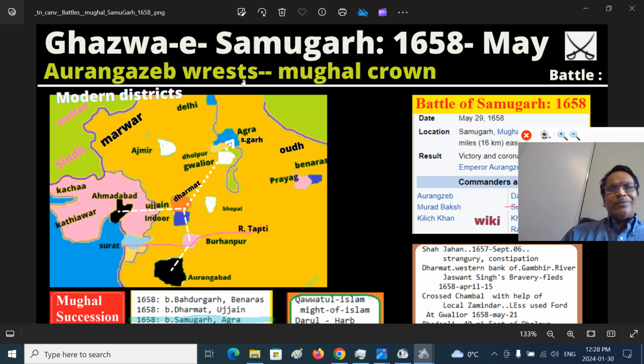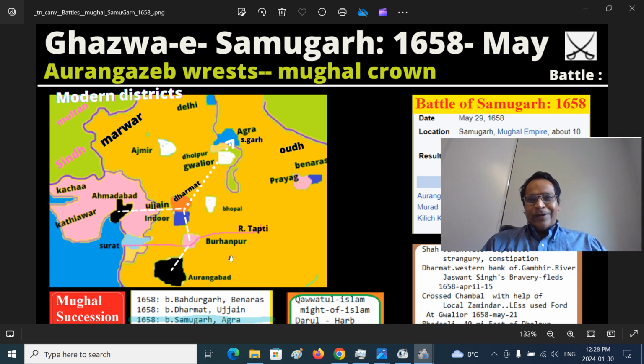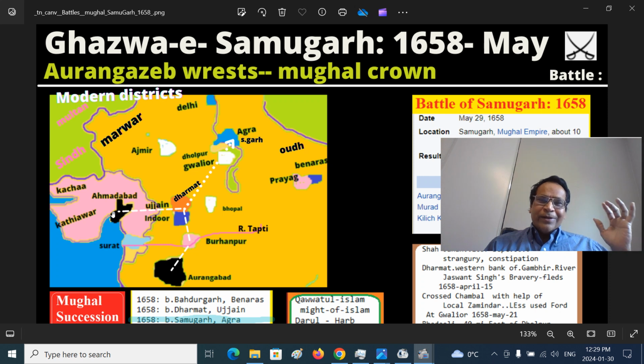The Ghazwa-e Samugarh, May 1658, Aurangzeb wrested the Mughal crown. Aurangzeb started his campaign from the Deccan. He was the viceroy or subedar of his father in the Aurangabad region, then came to Burhanpur, crossed the Tapti river, then went to Indur, that is in the Malwa region, Ujjain region, and his brother Murad, who was the governor, subadar of Gujarat, joined him. The famous Battle of Dharmat was fought against the Mughal imperialists represented by the Maharaja of Jodhpur, Jaswant Singh. Jaswant lost and went to Gwalior and crossed the Chambal river.